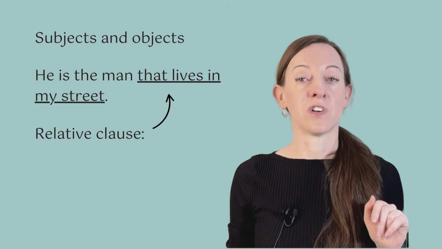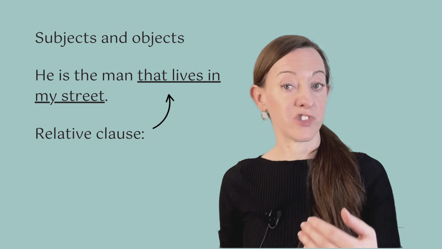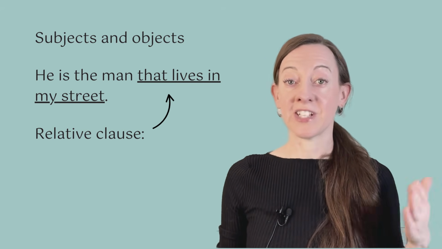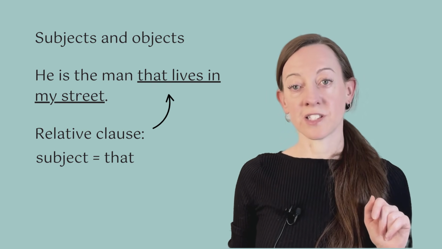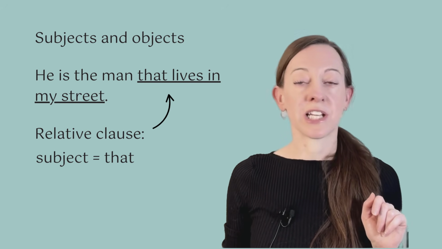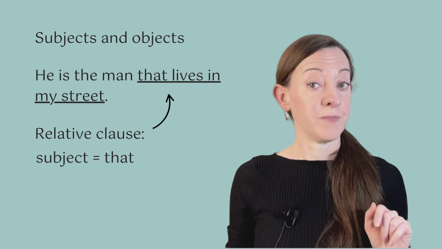Here's another example. He is the man that lives in my street. Here, the relative clause is that lives in my street. The relative pronoun is that. That is the subject of the relative clause, because that is the subject of the verb lives.